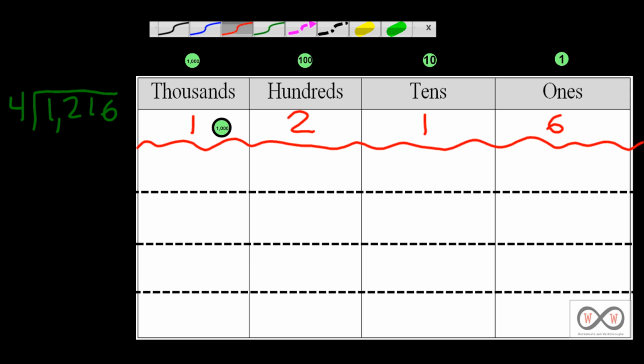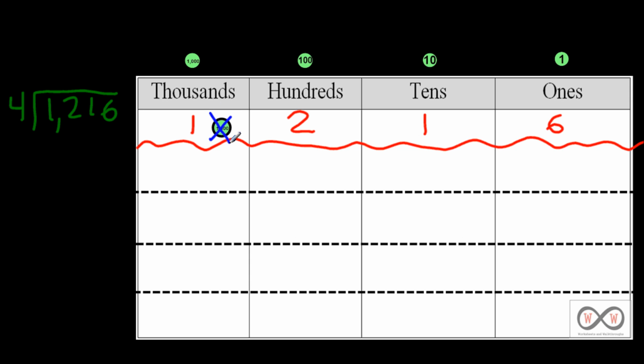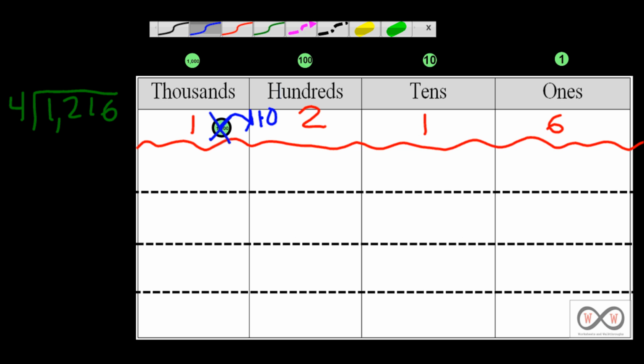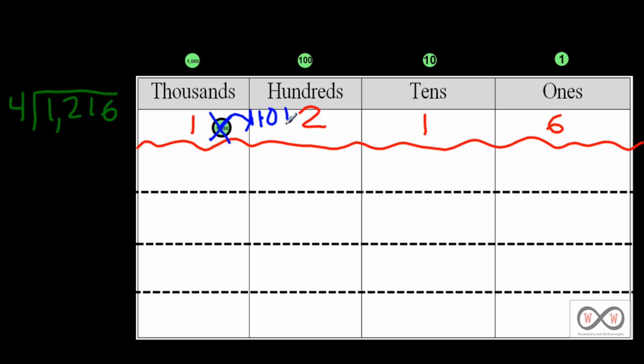So we'll go ahead and do that. And we know that 1,000 is equal to how many hundreds? 1,000 is equal to 10 hundreds. So that's really essentially saying 10 hundreds plus 2 hundreds equals 12 hundreds. Now, we'll take the 12 hundreds and divide by 4.